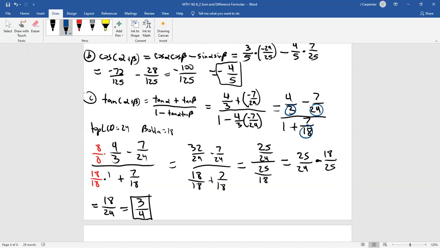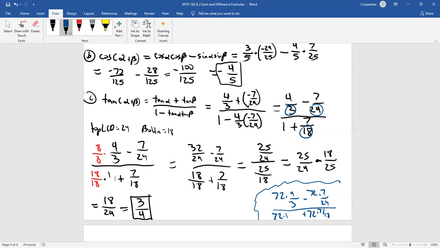So you could just say the whole LCD is 72, and then you take 72 times the 4 over 3 minus 72 times the 7 over 24 all over 72 times the 1 plus 72 times the 7 over 18. All those individual fractions would then reduce, and you'd just have a single fraction adding and subtracting, and you can still get to the same answer. Again, it doesn't matter which way you do your arithmetic. What matters is that you know a way that works.